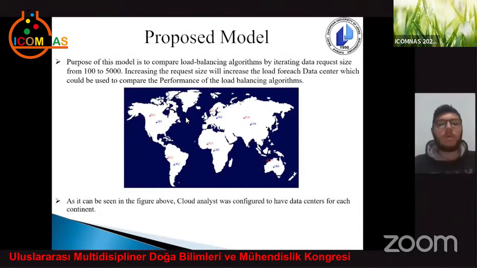And let's talk a bit about our proposed model for our paper. The purpose of this model is to compare load balancing algorithms by iterating data request size from 100 to 5,000. Increasing the request size will increase the load for each data center, which can be used to compare the performance of the load balancing algorithm.